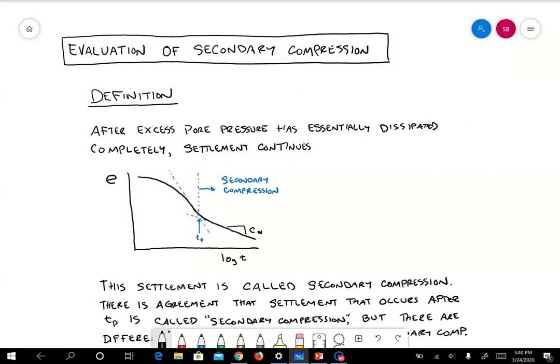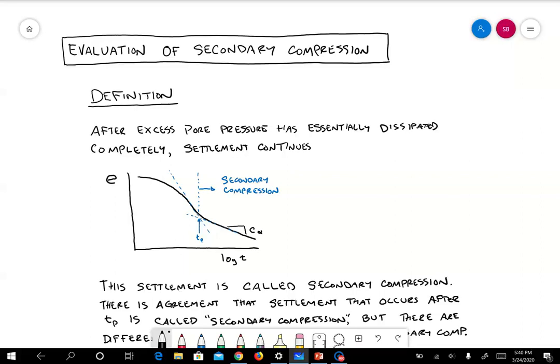Okay, so let's get going on talking about secondary compression now. I'd like to start just by talking about the definition of secondary compression, which seems like a really basic thing, but there is some sort of subtlety there in how we define it.